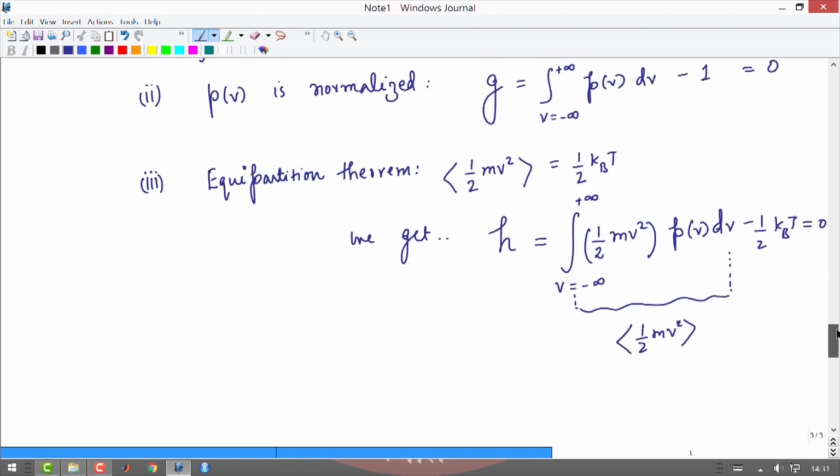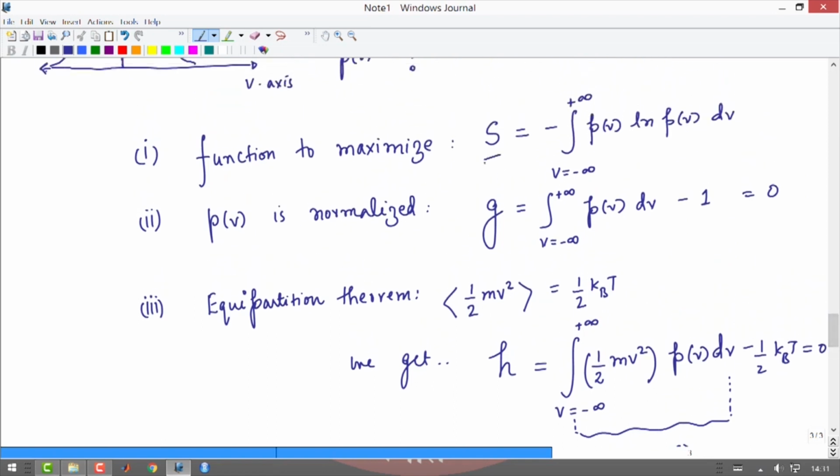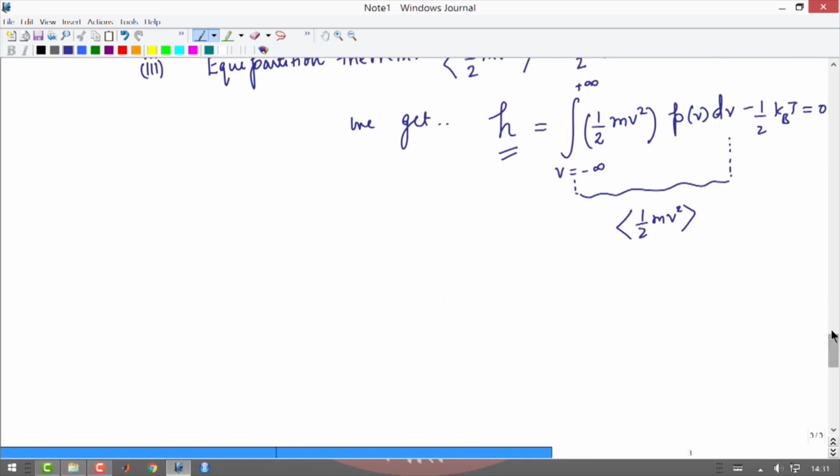Right. So, now I have the function that I want to maximize. I have my two constraints G and H under which I am going to maximize my function S. So, I will use the concept of Lagrange multipliers and that is straightforward. It is just the same Lagrange multiplier business that we have done in the context of discrete probability, and it is very interesting. At the end of this optimization, you will see a natural emergence of Maxwell-Boltzmann distribution.